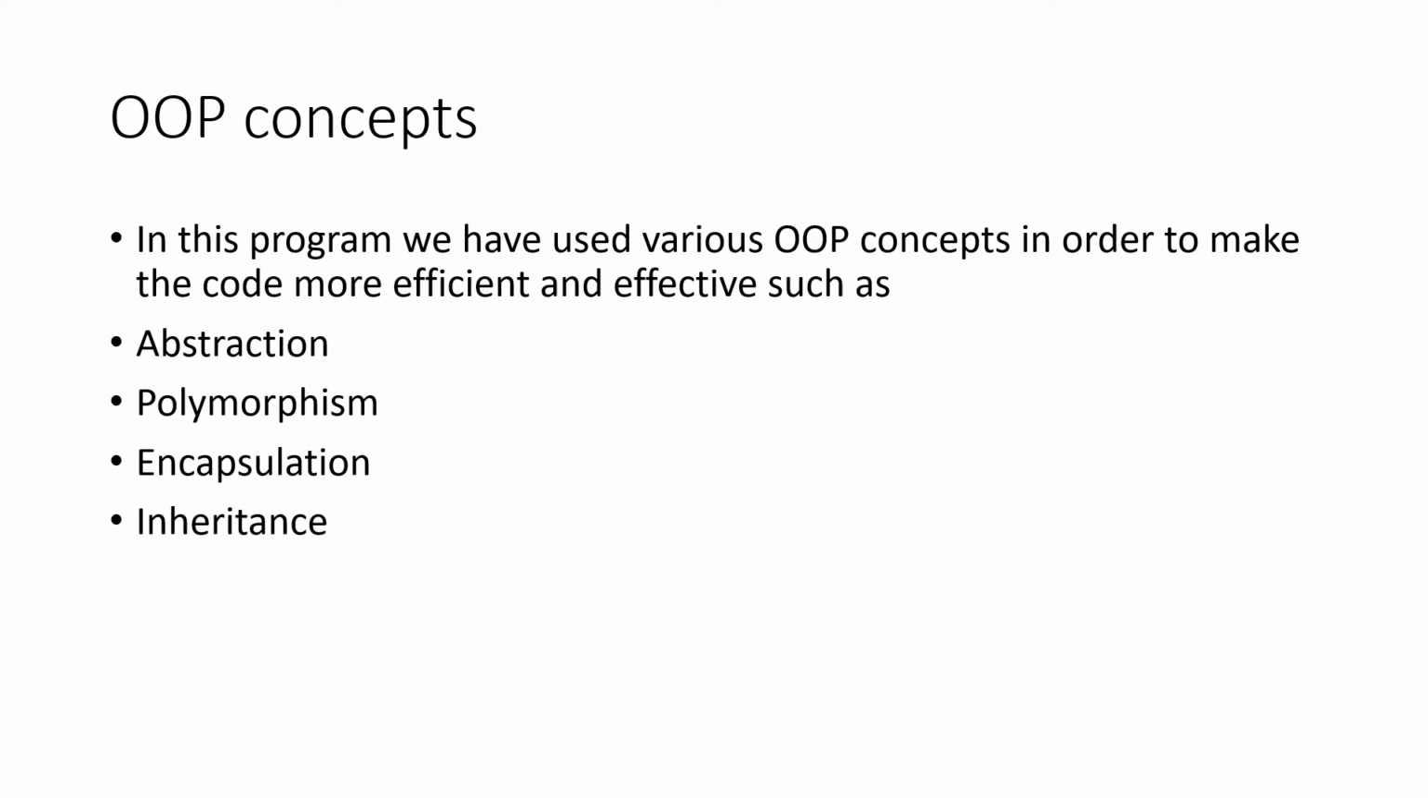Object-oriented programming concepts. In this program, we have used various object-oriented programming concepts in order to make the code more efficient and effective, such as abstraction, polymorphism, encapsulation, and inheritance. The main idea is that when we work on a very big code, or in industrial code, they use these concepts so that they can make their code smaller. There are fewer lines of code, and it's effective and does the same work. That's the main idea behind all these concepts.